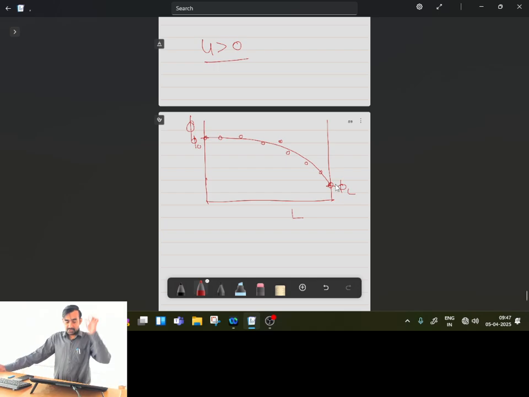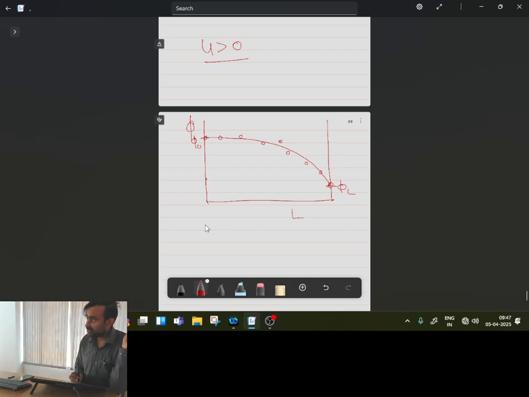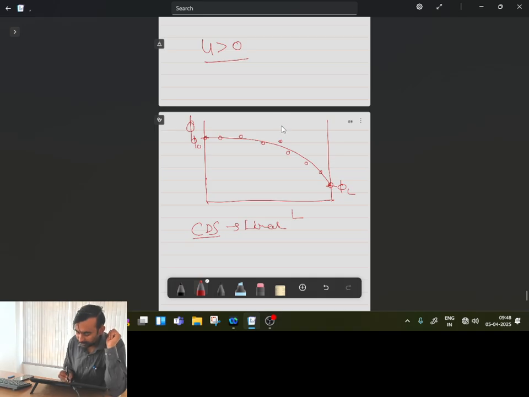Okay, so right now which scheme have I used for the convection term? Central difference or linear interpolation. As well as for diffusion also we have used the linear interpolation. So you will be finding that this type of solution will appear when the value of the local Peclet number, calculated by considering delta x as the length scale, is less than 2. When the local Peclet number is less than 2, you will get this type of solution.